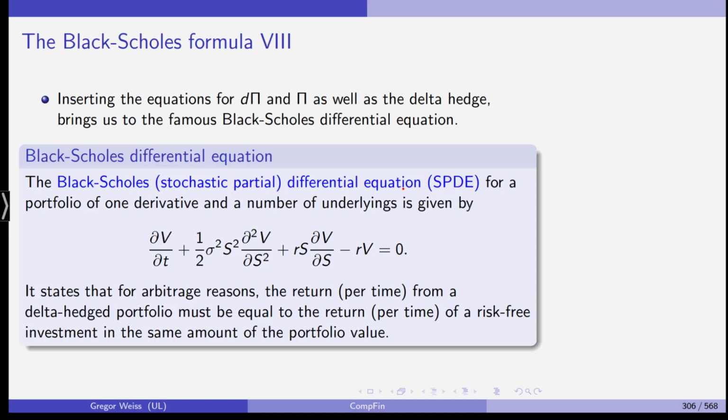So if you put all this into this equation and solve for zero, this means that for arbitrage reasons, the return per time from a delta hedge portfolio, consisting of one option, one derivative long, and delta underlying short, must be equal to the return per time of a risk-free investment in the same amount of the portfolio value. This is the Black-Scholes equation.